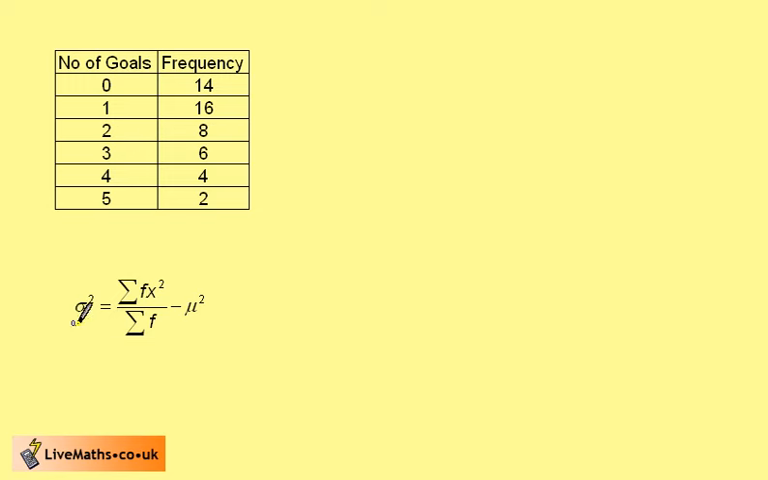In this example, we're going to work out the population variance and then standard deviation for a frequency distribution. To start with, let's look at the various quantities in the formula. We know that mu is the symbol for the mean, so this term of the formula is the mean squared.